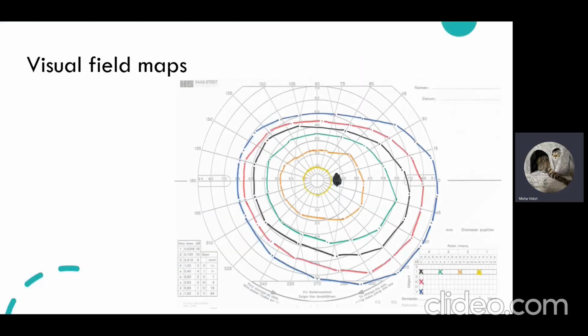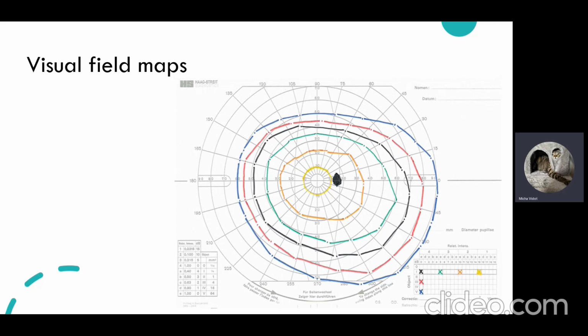Very briefly, just having a look at visual field maps. These are when you're able to map out visual fields of a patient. Your fovea should be central, and 15 degrees temporally, you'll find a blind spot which is caused by the optic nerve entering the retina.